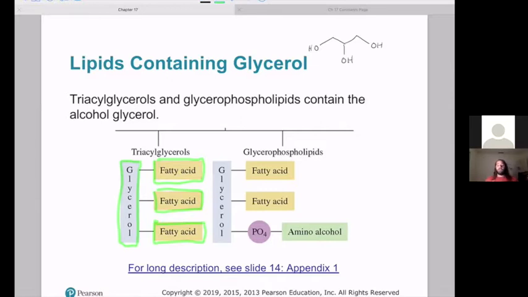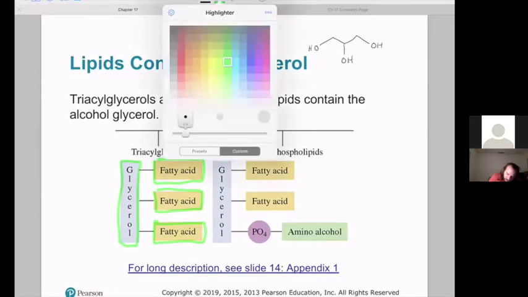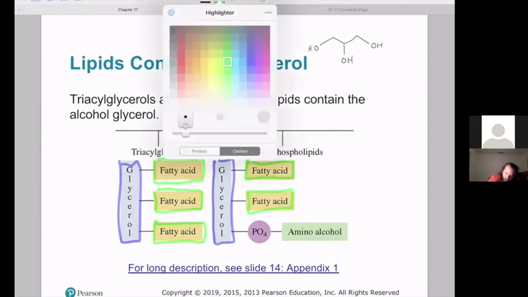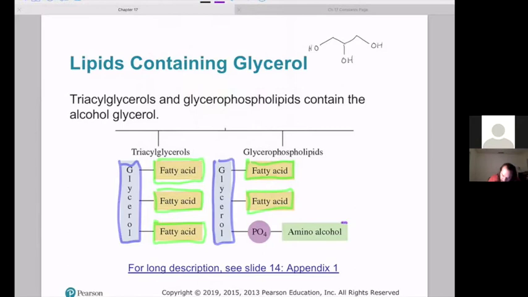The other really important one are these glycerophospholipids. They're especially important in membranes. And they start off very, very similar. Actually, let me color code here. They also have this glycerol component, and they contain two fatty acids. But then the third component is what's called an amino alcohol that's bound using a phosphate.